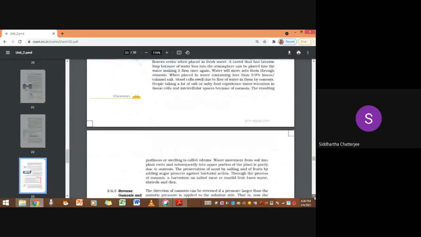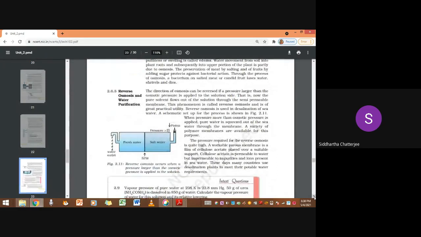Then the numerical you have to do. Then the reverse osmosis, as we have already explained. Reverse osmosis means just the opposite. In osmosis, the solvent flows from low concentration to high concentration through a semi-permeable membrane, until both concentrations become the same. So that's why you apply pressure on the high concentration side, just to prevent the osmosis.